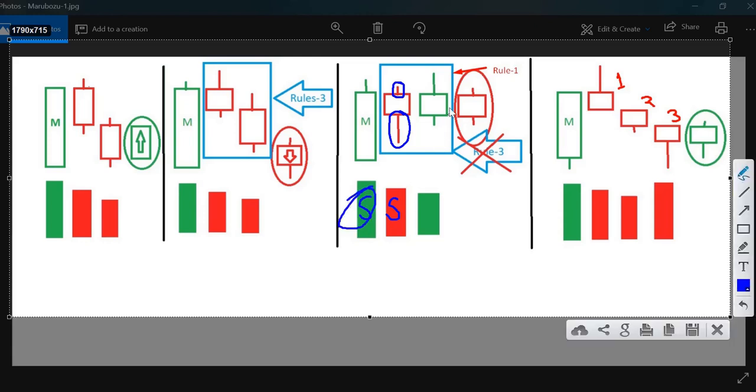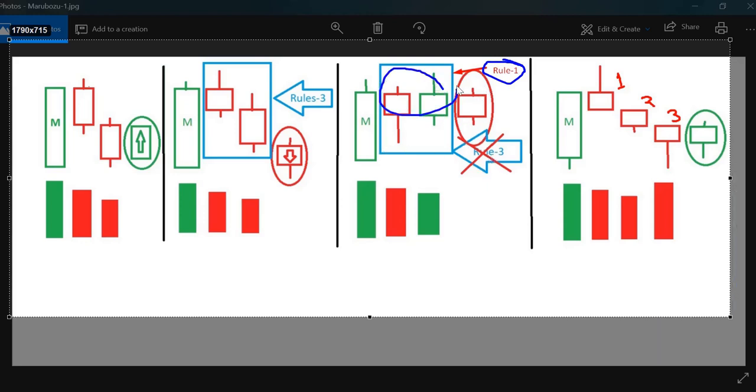Here sellers are strong, but in this candle buyers fight upper side and again they fight lower side and they decrease the sellers volume. That's why the next candle is green. Okay, now we are applying rules number 2. We are not applying rules number 1 here. Here actually it is written rules number 1. Yes, we will also apply rules number 1.